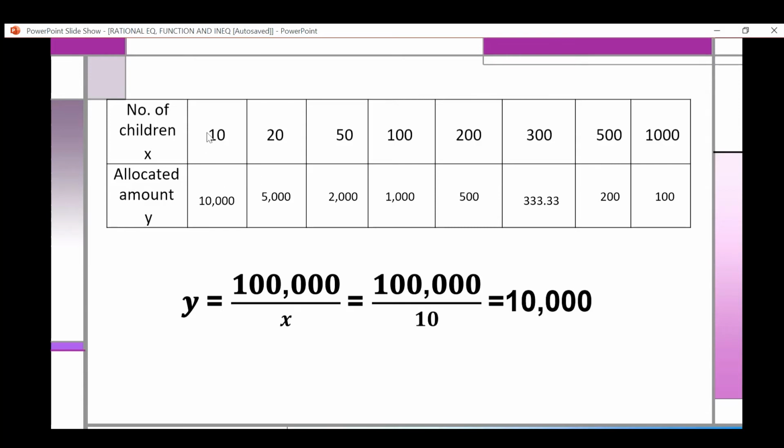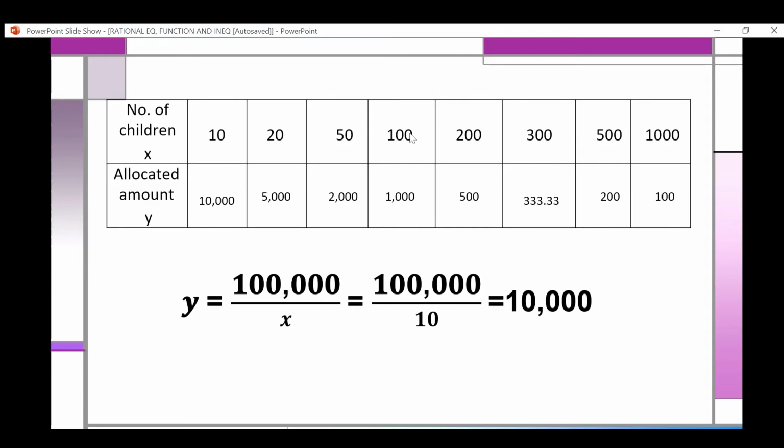So, class, kung 10 yung children, yung mga bata, yung total amount, di-divide lang natin siya sa 10. Substitute lang natin yung 10 para makuha natin yung value kung magkano yung amount bawat bata. So, 100,000 over 10 equals 10,000. So, if x is 20, replace 20 here, 100,000 over 20. So, the answer is 5,000. And then, if the number of children is 50, we will have 100,000 over 50. So, the answer is 2,000.